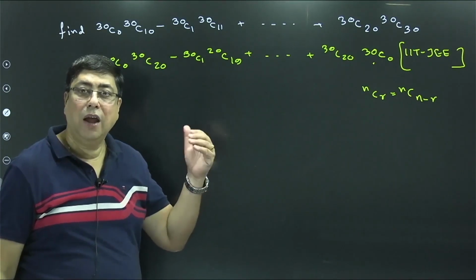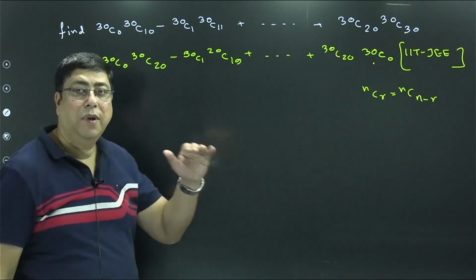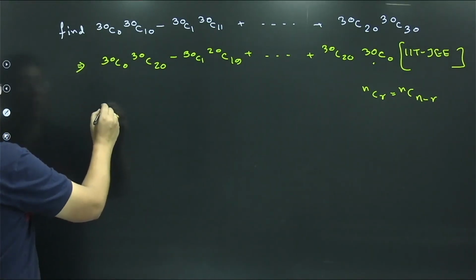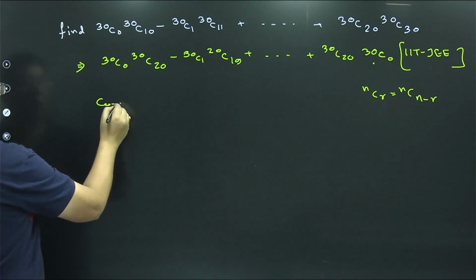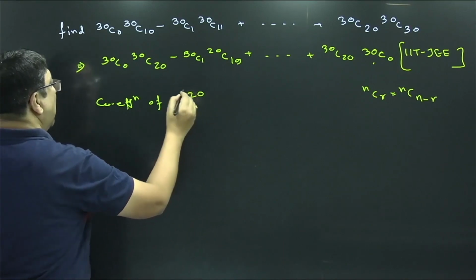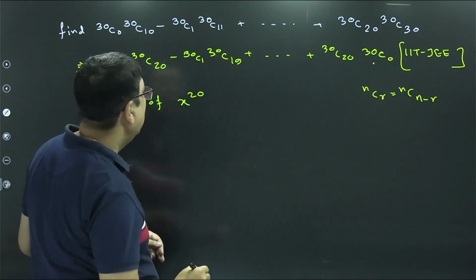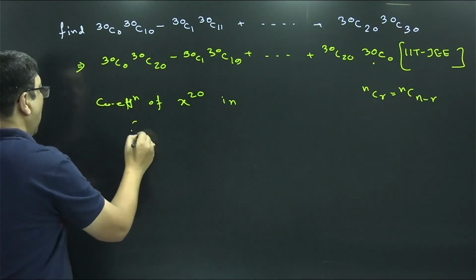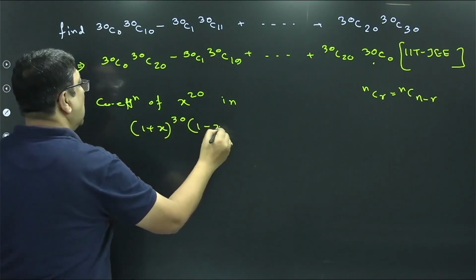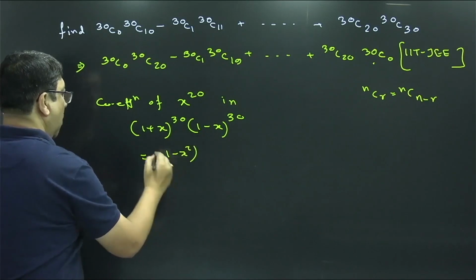same as the previous r, if we add the r, it comes out constant. But here we have an alternating plus minus sign, so what do we have to do? We have to take the coefficient of x to the power 20 in (1 plus x) to the power 30 into (1 minus x) to the power 30. It means this is (1 minus x square) to the power 30.